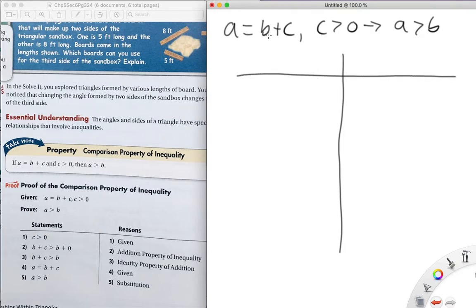Essentially we're saying that the sum of two guys will always be less than whatever it's equal to, given the fact that C has to be greater than 0. Notice it does not say greater than or equal to. It has to be greater than. We start off with the fact that C is greater than 0.